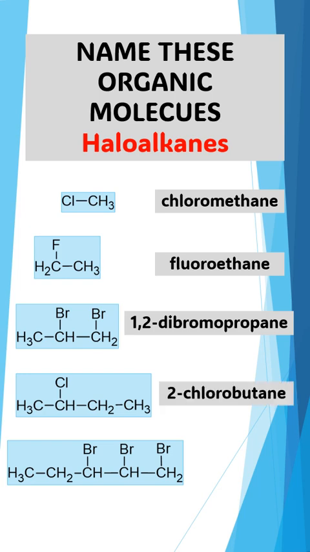Di represents that there are 2 of them, and we have a position for each one. The next one is called 2-chlorobutane, and the last one, we have 3 bromo groups coming off the first, second, third, so it is 1,2,3-tribromopentane.